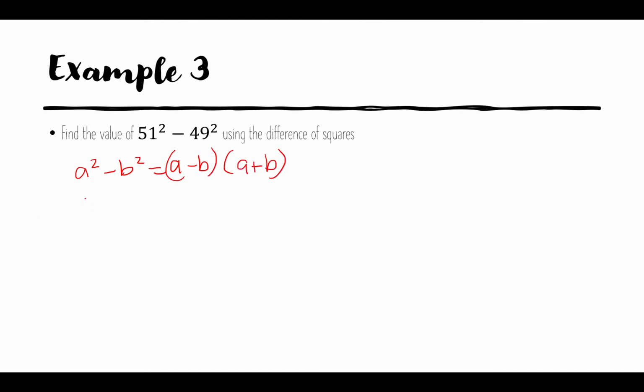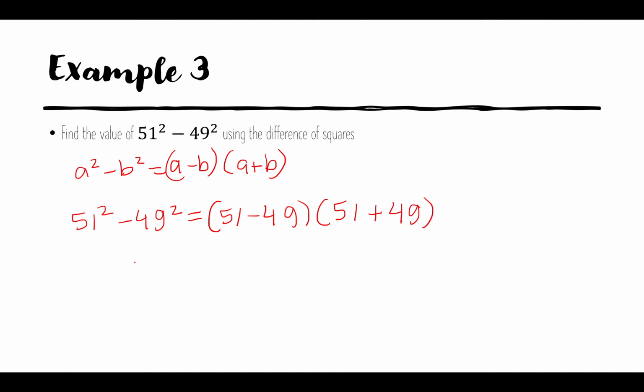our a value is 51 and our b value is 49. So therefore, 51 squared minus 49 squared will be equal to our a value minus our b value, which is 51 minus 49, times our a value plus our b value, which is 51 plus 49. In this case, this will simplify to 51 minus 49, which is 2, times 51 plus 49, which is 100. And thus, our final answer will be 200.